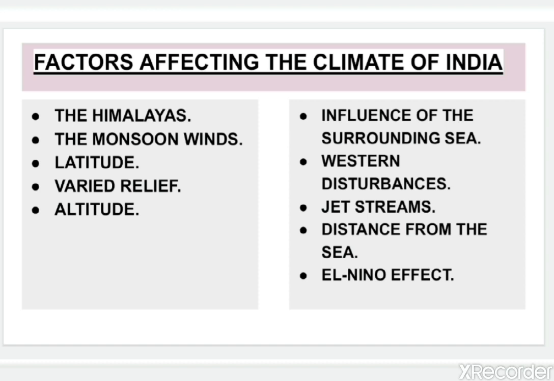The westerly jet stream prevails over the northern Indian plains during the winter months, whereas the easterly jet stream develops a large tropical depression over India, and this depression plays a significant role in the distribution pattern of monsoon rainfall in the subcontinent.